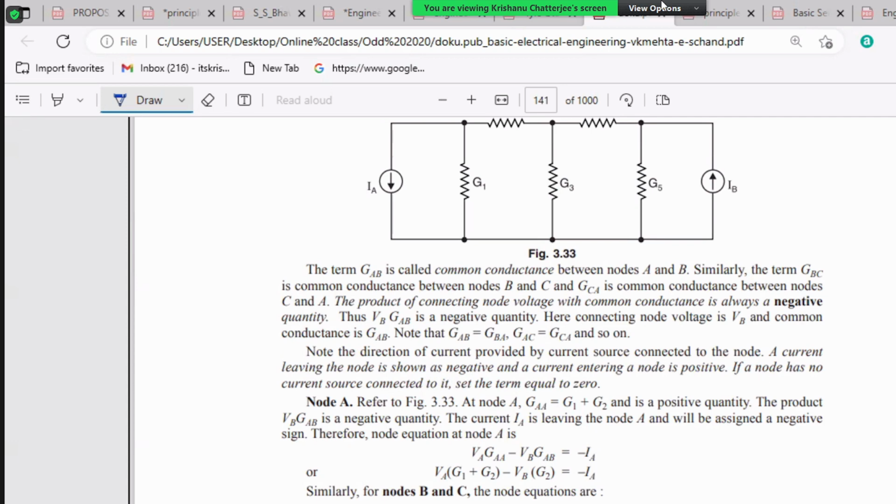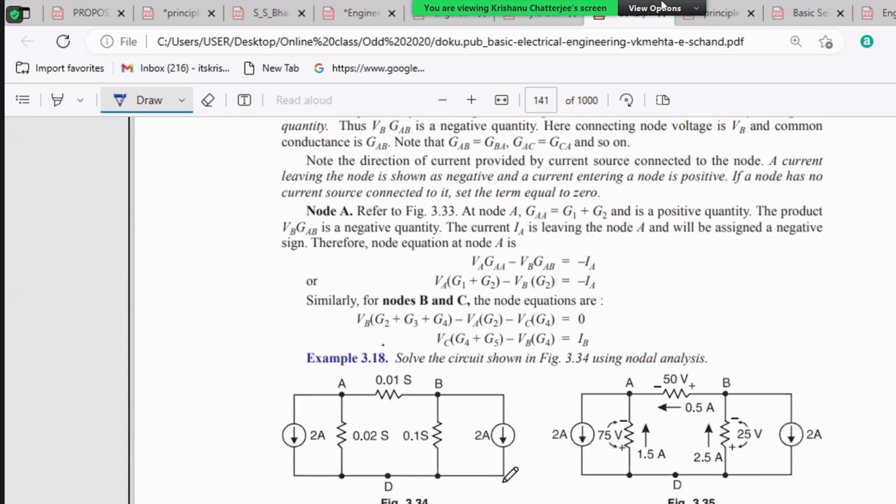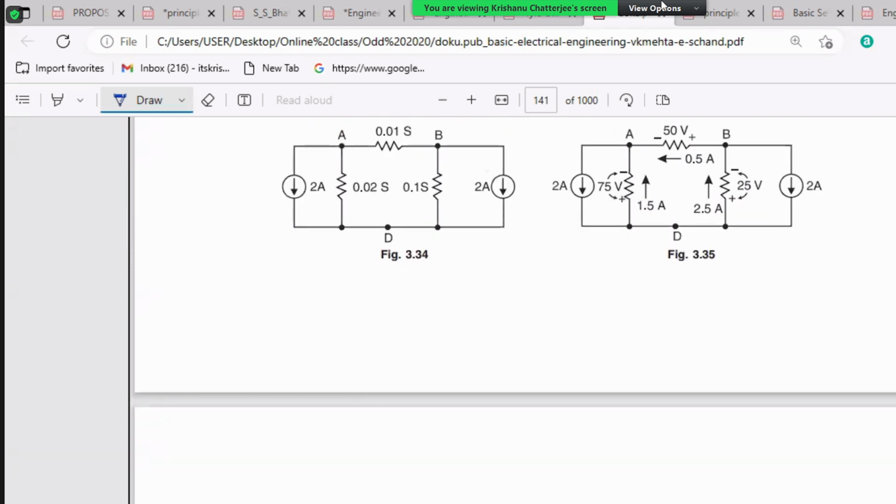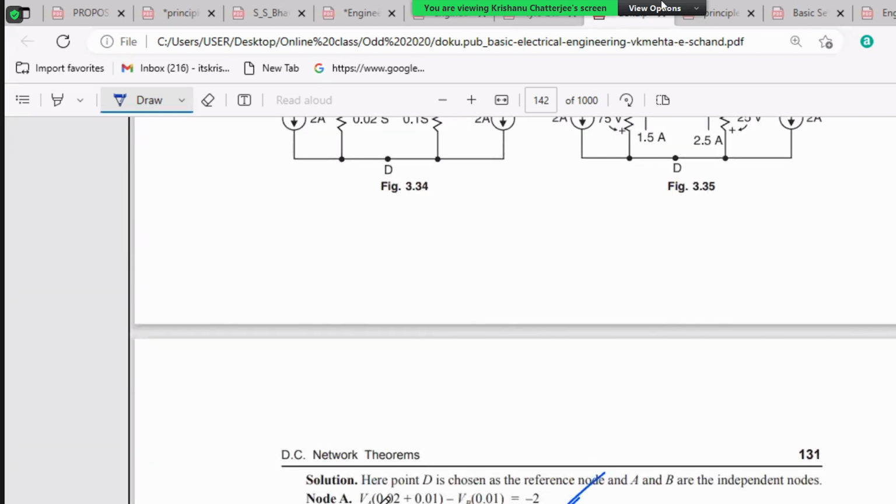And if you just go to this simple sum, C, we have A and B. Okay, so how will we solve? If we solve the equation, 2 ampere is coming out. Here also 2 ampere is coming out. So basically, we have these equations for VA.